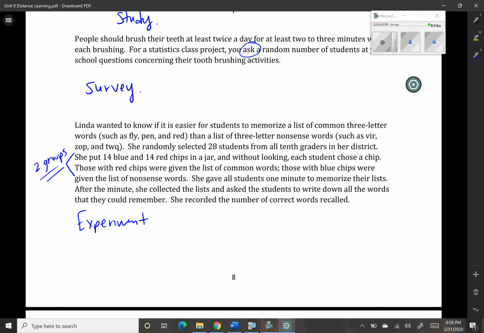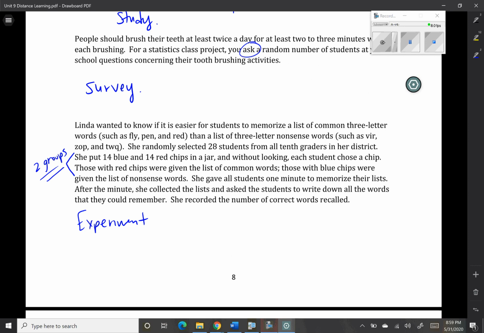So she randomly selects two groups of students, gives some of them real words like fly, pen, and red, and other words like very random letters like ver, zop, and whatever those three letters make up. And she's asking those students to memorize them and see how many of them they can recall. Now, if you're reading this, you're saying there's a test group here. I'm seeing if I give these random three-letter words to students, can they memorize those the same way that they have familiar words like fly, pen, and red?